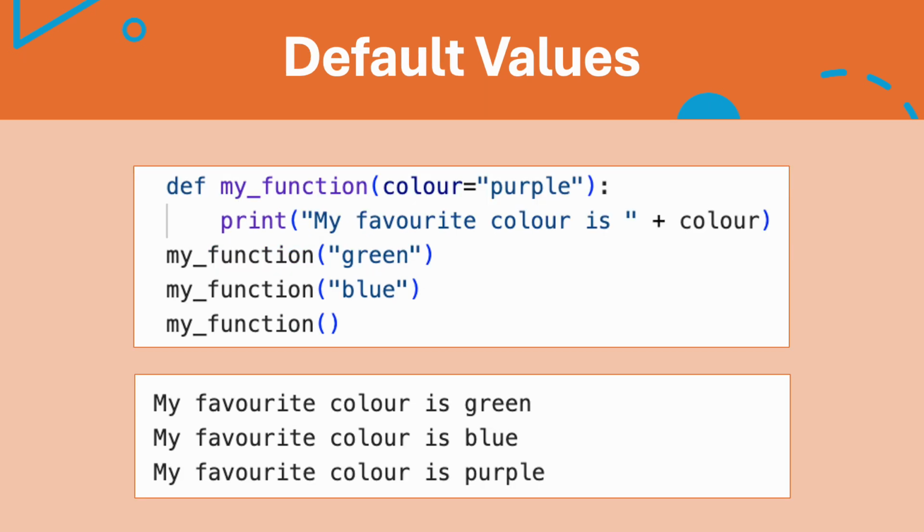We can also set a default argument, which is a parameter that assumes a default value if a value is not otherwise provided in the function call for that argument. In this example, color is set by default to purple. This means that if the function is called without providing a value for the argument color, the output returned will be "My favorite color is purple," as shown here.